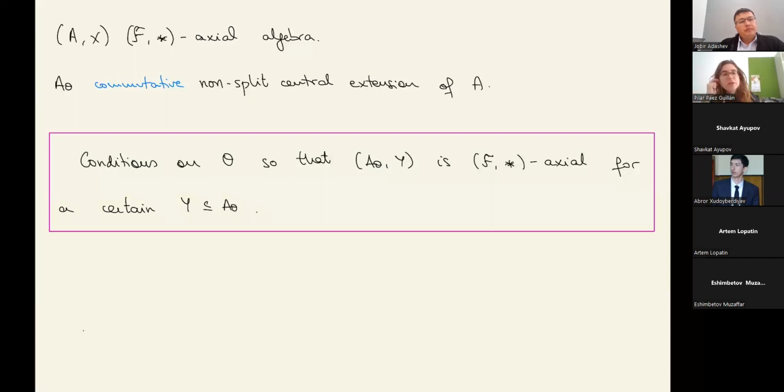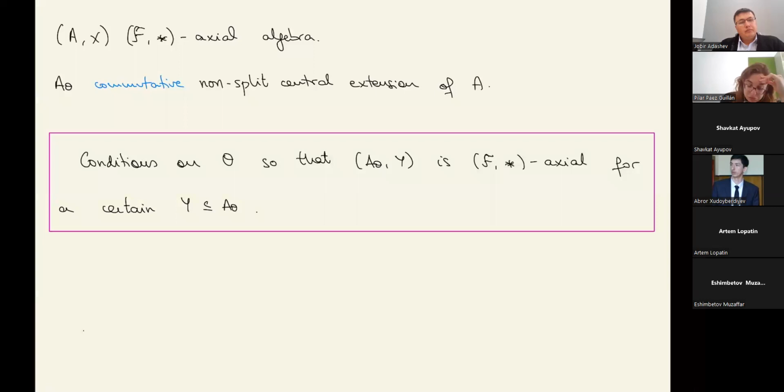The very first thing to start with is that the axial algebras are commutative. So if I have an axial algebra and I want to construct a central extension and ask when this is an axial algebra, I know that it has to be commutative, so my theta is going to have to be symmetric. That part is already solved.